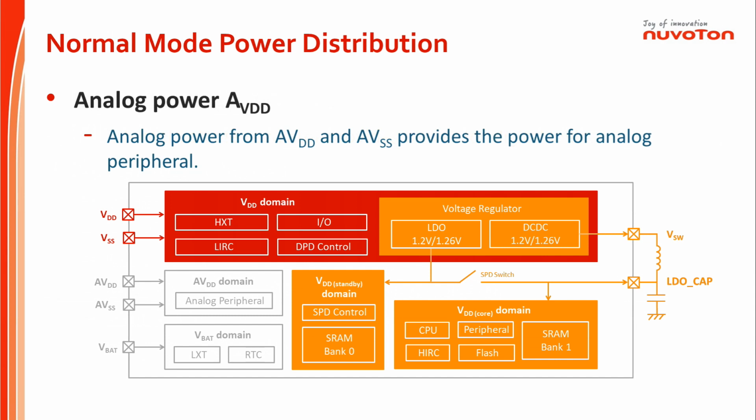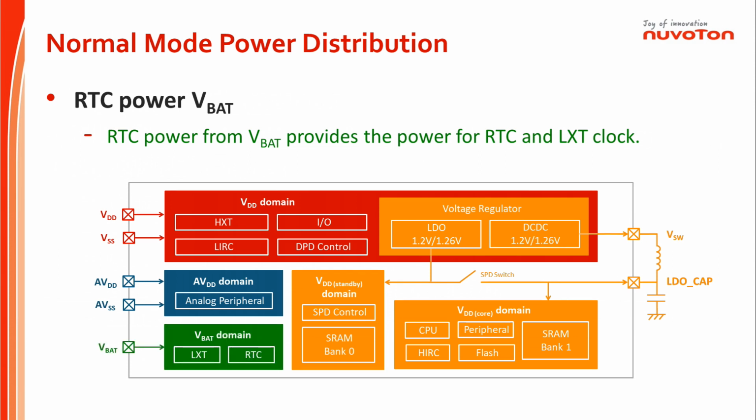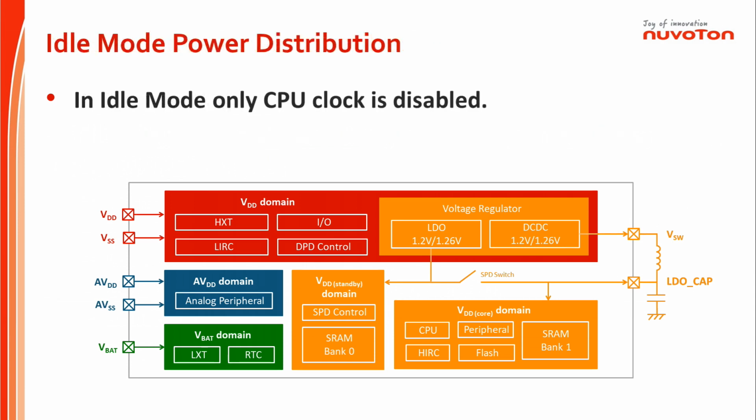AVDD supplies power to analog peripherals. VBAT supplies power to LXT and RTC. System standby in idle mode: only the CPU clock is disabled. It is the fastest mode that the system can return to normal mode.